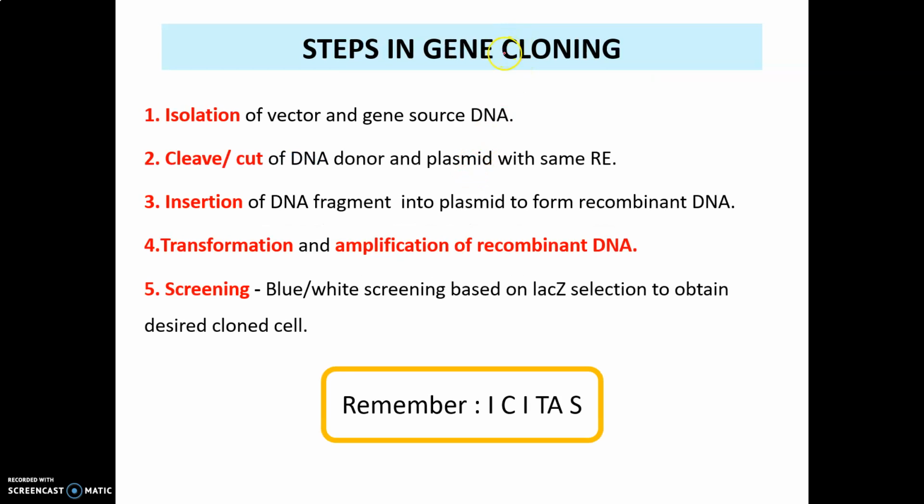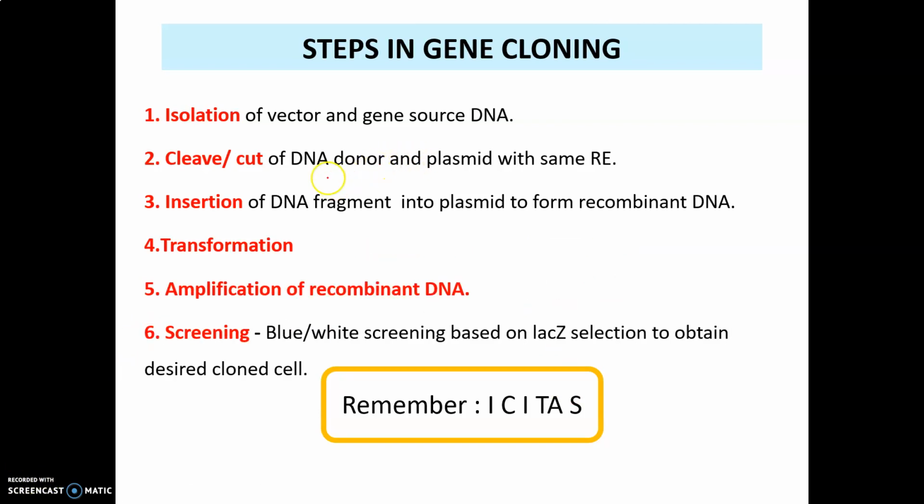Dan ada 5 steps in gene cloning dan awak kena ingat each task. Okay? Sorry, ada 6. Sekejap saya betulkan. Okay, saya dah betulkan. So ada 6 steps. Awak kena ingat each task. Apa yang each tasknya? Awak ingat I itu stands for isolation, C itu stands for cleave, I itu stands for insertion, and then T stands for transformation, A stands for amplification, and then last one is S stands for screening.